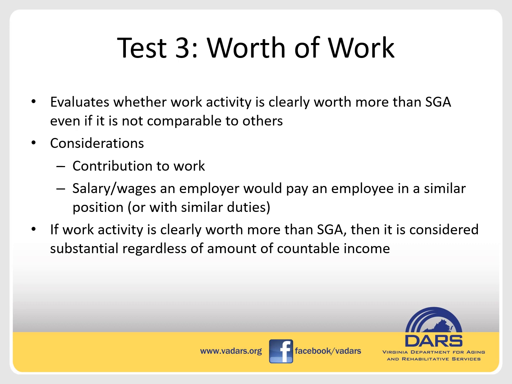So even if work activity is less than SGA, they will consider the contributions to work and whether or not the profits they're making are comparable to what they would make in the community if they were working for somebody else. If the work activity is clearly worth more than SGA, then it's considered substantial regardless of the amount of countable income. Okay, so if a person passes all 3 tests, regardless of whether or not they're earning SGA on paper, Social Security may say that based on the amount of time that you're working every month investing into this business, based on your work activity and the profits you do have, we find that you're capable of working over SGA.